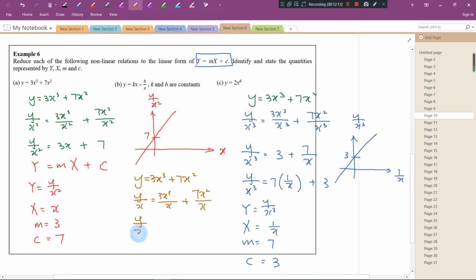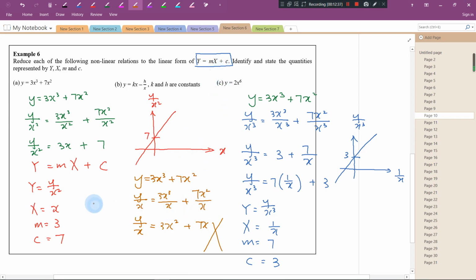So here is y over x, and this is 3x squared, and this is 7x. This method is not suitable, it's not correct, because why? This is not y equal to mx plus c. You will notice that here, we don't have a constant. These both also have a variable, which is x. So this is not a linear form, not y equal to mx plus c.